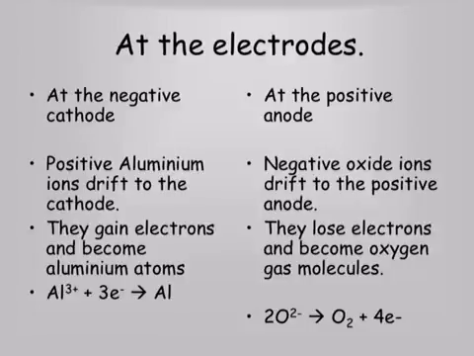So in summary, for the electrodes, at the negative cathode, we have positive aluminium ions going towards the cathode, where they gain electrons and become aluminium atoms. At the positive anode, it is the negative oxide ions that move. There they lose electrons and become oxygen gas molecules. These oxygen gas molecules then react with the carbon in the graphite electrodes to produce carbon dioxide gas.